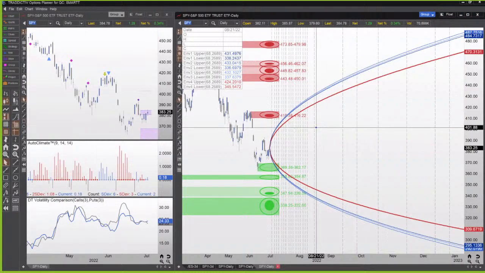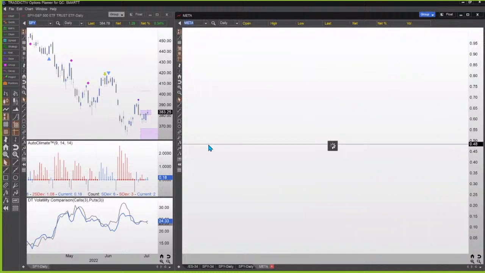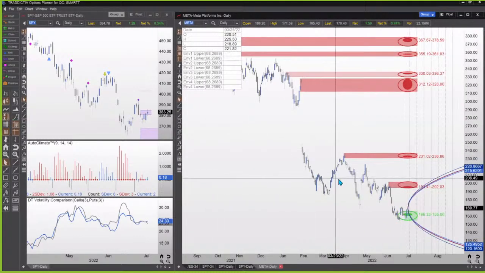In any case, going back to the lesson today, I'm using the probability cone applied to SPY, which is the S&P ETF. So what do we see? We can see how the red line is inside the blue lines. That is not always the case. If I switch, for example, to, let me look at Meta, for example. So if we look at Meta, what happens?